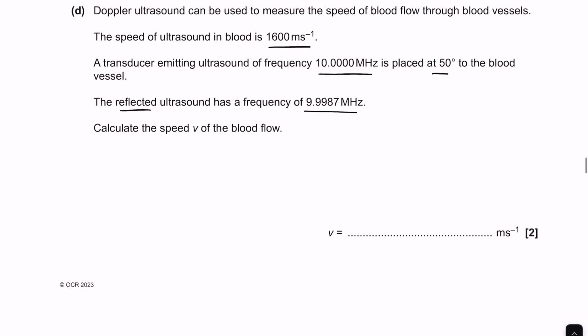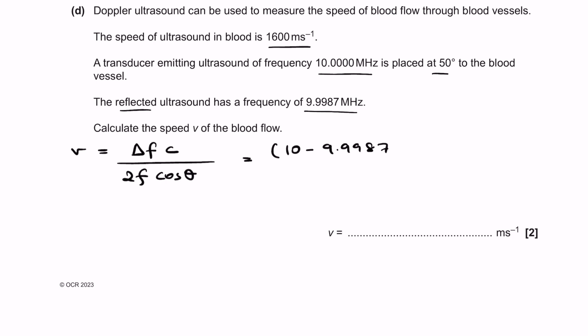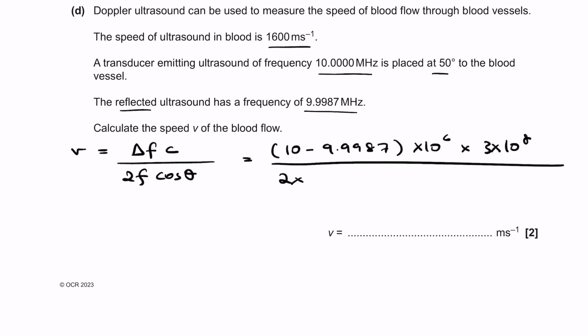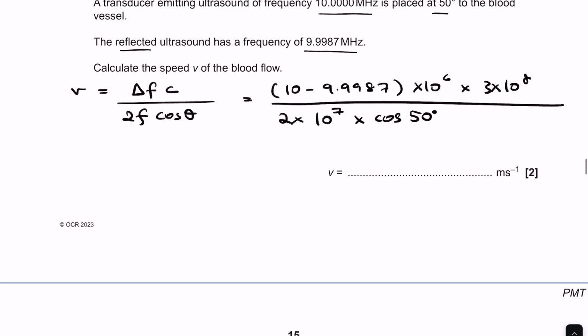So we have a very nice formula for this. So V is equal to delta F times c over 2F cos of theta. And delta F is basically the difference between the two frequencies. So 10 minus 9.9987 times 10 to the power of 6, times the speed of light, divided by 2 times the original frequency, so 10 to the 7 hertz essentially, times cos of 50 degrees. So that will end up giving me 0.16 meters per second.